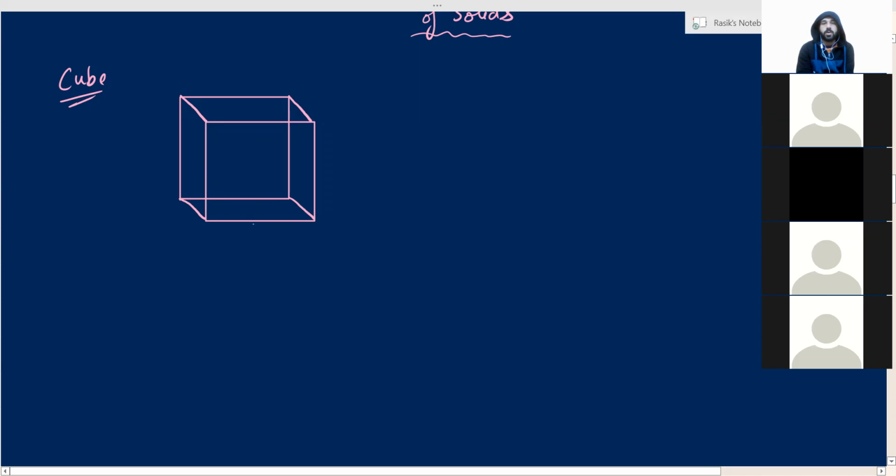In a cube, all the sides are equal. So we take each side as equal to A. This is also a three-dimensional shape, but it has all the three dimensions equal, A. That means all the surfaces are square.